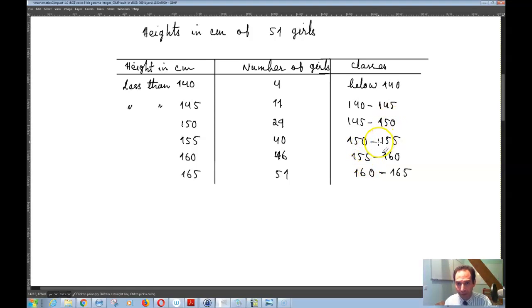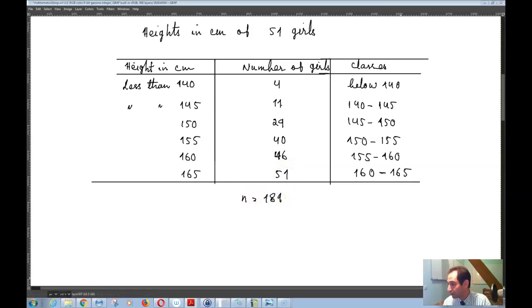Now to find the median height, first you need to find the median class. To find the median class you need to know your n. Your n is basically the sum of all of these numbers. So this is 15, and let's say this is 30, so 45, 44, 84, 124, 130, 180, 181, I suppose. 181, if I'm not mistaken, right?